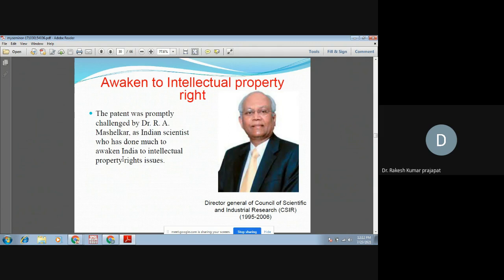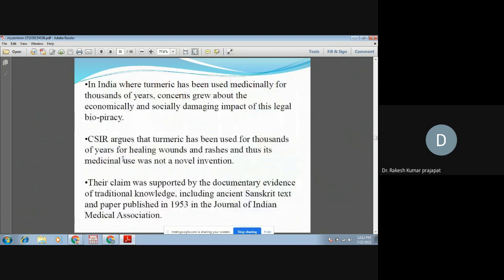The patent was promptly challenged by Dr. R.A. Mashelkar, an Indian scientist who has done much to awaken India to intellectual property rights issues. In India, where turmeric has been used medicinally for thousands of years, concern grew about the economically and socially damaging impact of this legal biopiracy. CSIR argued that turmeric had been used for thousands of years for healing wounds. The claim was supported by documentary evidence of traditional knowledge, including an ancient Sanskrit text and a paper published in 1953 in the Journal of the Indian Medical Association.